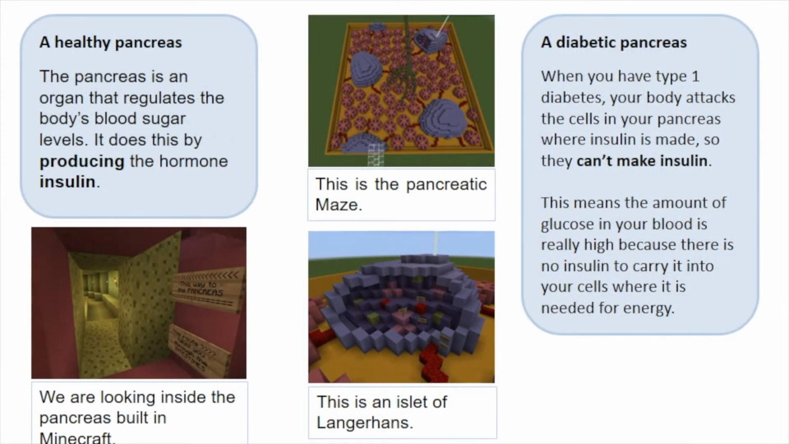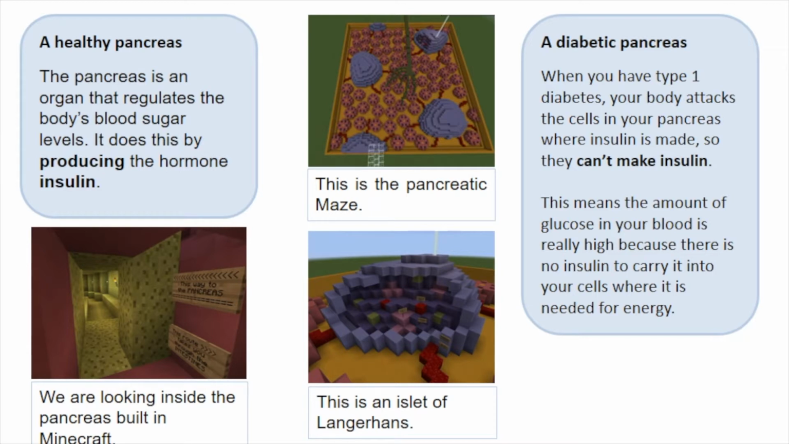Insulin is made in an organ of the body called the pancreas. In a body that does not have diabetes, the pancreas is an organ that controls the body's blood sugar levels. It does this by producing the hormone insulin. It has special cells and their job is to make the hormone insulin. In the images in the middle, you can see some things called islets of Langerhans. These are areas inside the pancreas where the special cells that make insulin are found.